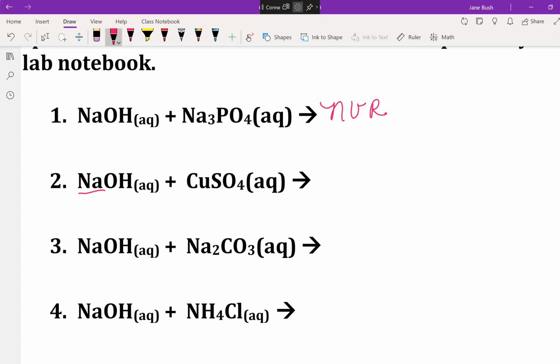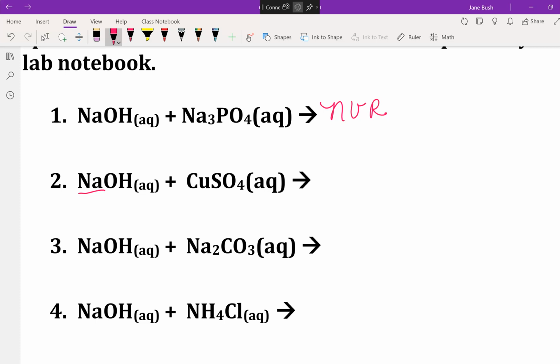Okay, will this reaction occur? So we'll have NVR for that. How about 15? Will it occur? No. So it's NVR, because they're both chlorines. So when iron and hydrogen switch places, it's still going to be iron chloride and hydrogen chloride. The next one, iron 3 chloride will bond with nitrate, iron 3 nitrate. And lead will bond with chlorine.